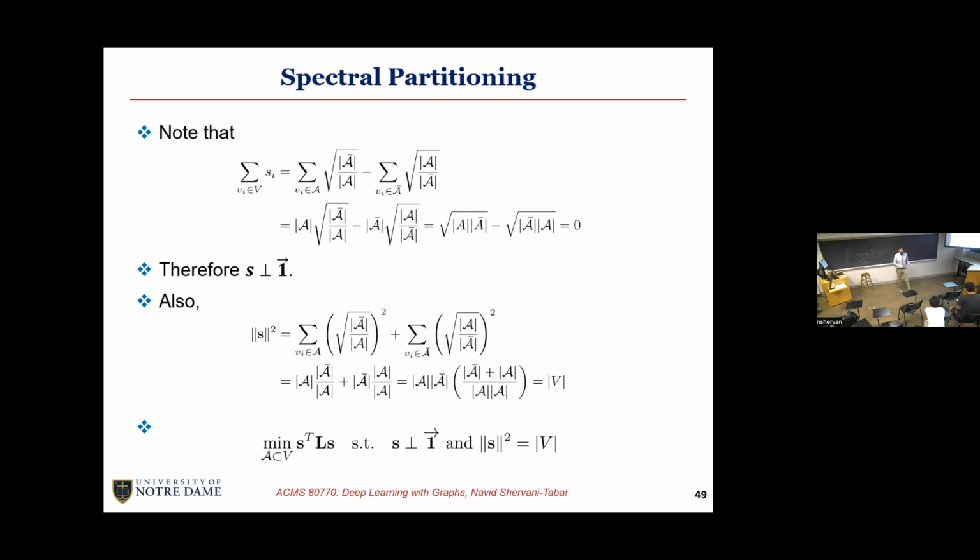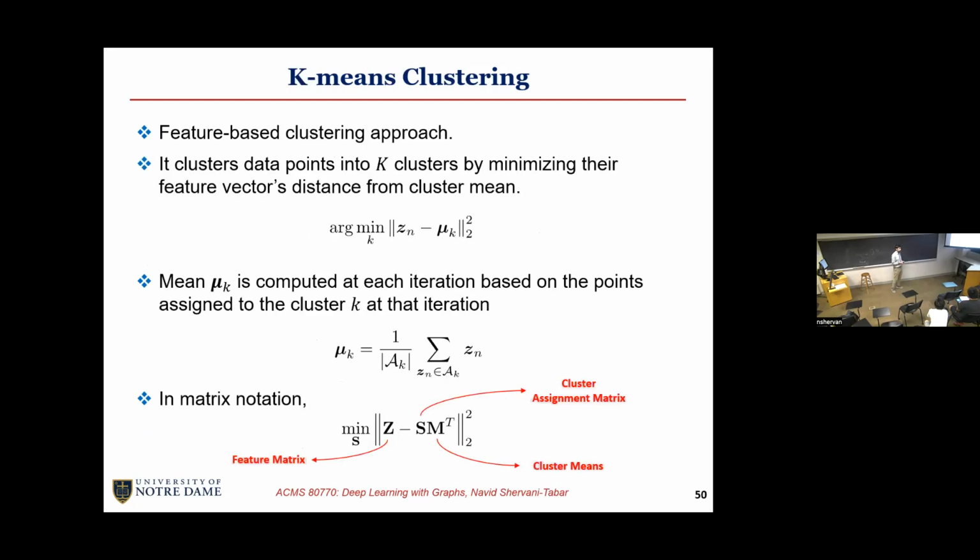So we can rewrite our ratio cut as this optimization problem. V, the total number of nodes in the graph, is just some constant. I can remove that from our minimization problem. So minimize S^T L S subject to S being perpendicular to 1, and the size of that vector being the square root of the total number of nodes that we have. So I think let's keep this last one for the next session.